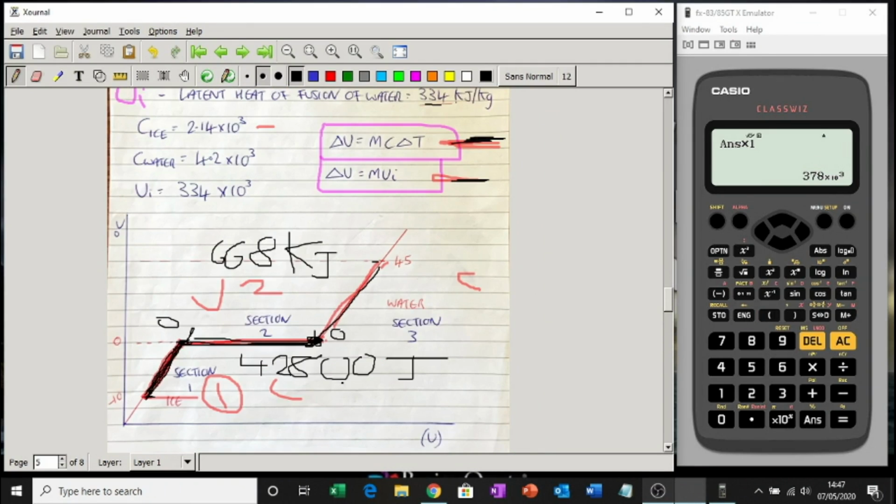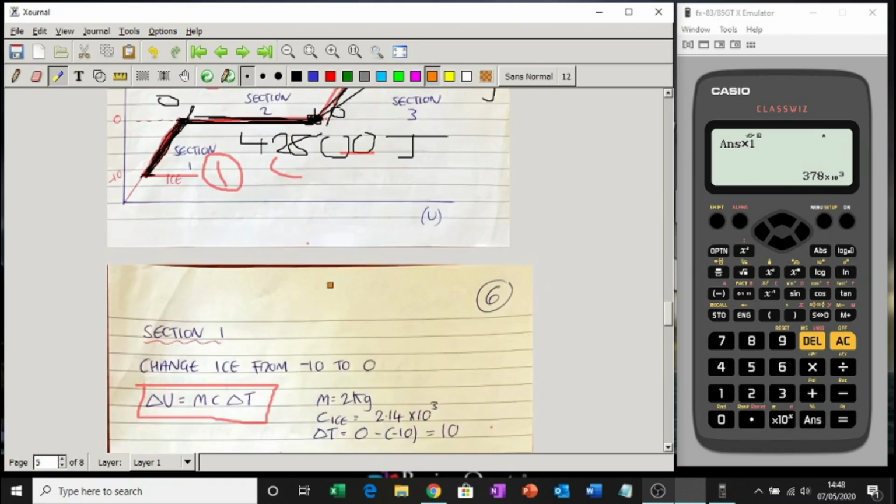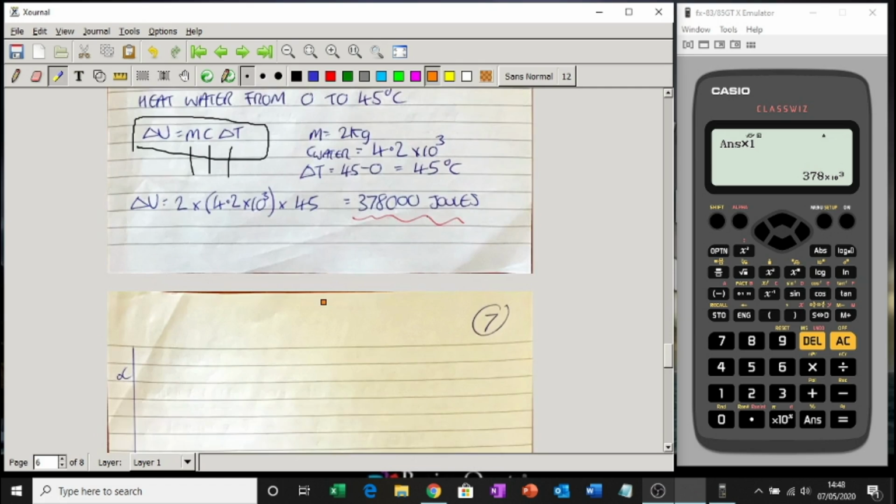So from there to there, section 3, we need 378 kilojoules. So we've worked out from there to there, 42800, all the way from here to here, 668, and all the way up this hill, 378. So the total is going to be this plus this plus this.